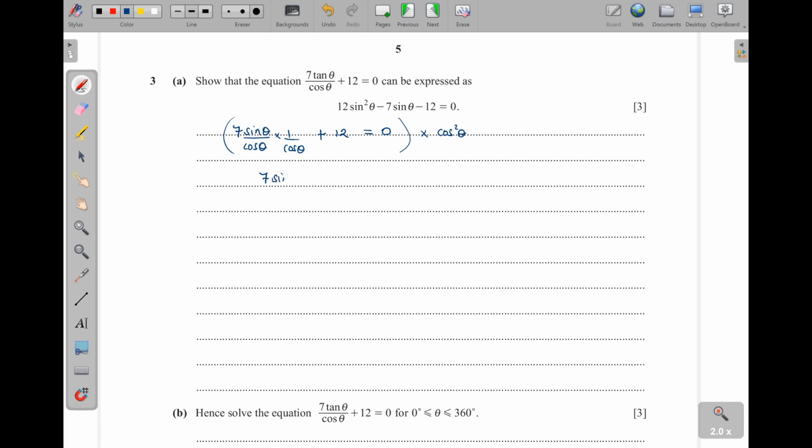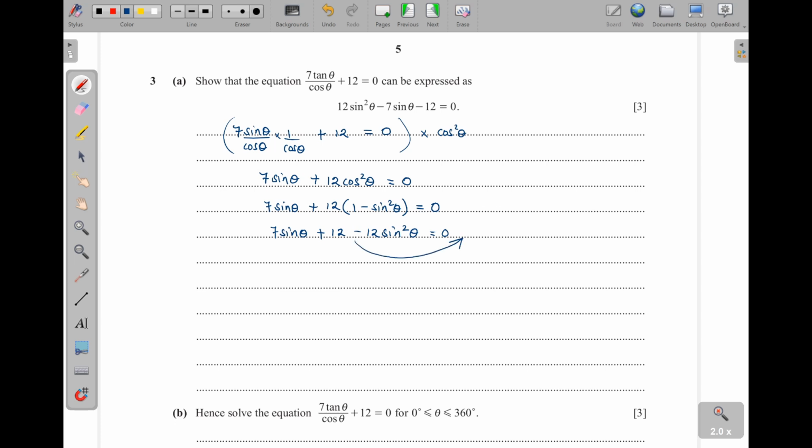and then we remain with 7 sine of theta, then plus 12 cosine squared of theta, which is equal to 0. And using the Pythagorean identity here, we write cosine in terms of sine. So this one is going to be 1 minus the sine squared of theta. Okay, then we can open the brackets. This is 7 sine theta, then plus 12, then minus 12 sine squared theta is equal to 0.